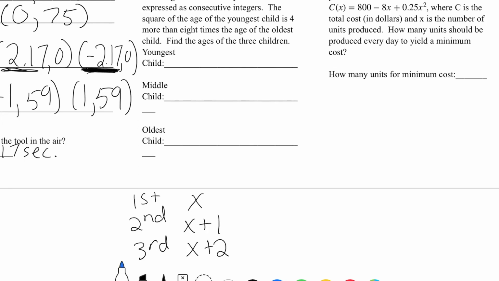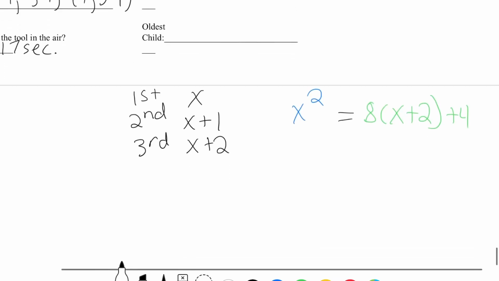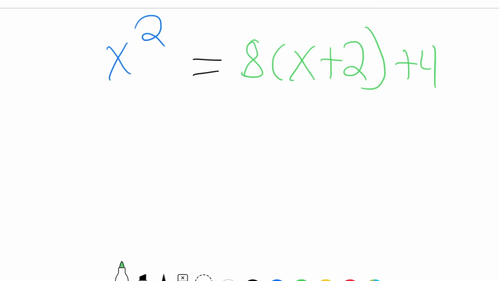So then we have in our problem the square of the age of the youngest child. So we have x squared is 4 more than 8 times the age of the oldest child. So 4 more than 8 times the oldest child. So we've got our x plus 2, and we've got to multiply it by 8 and add 4 to it. And that is what we're simplifying to find the ages, or find our x value.